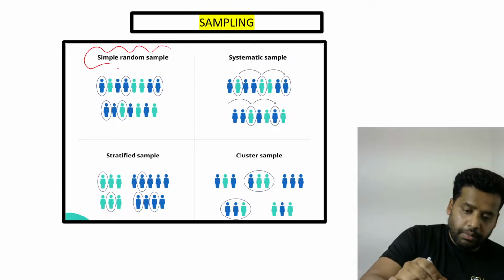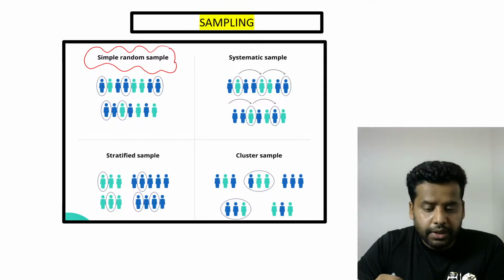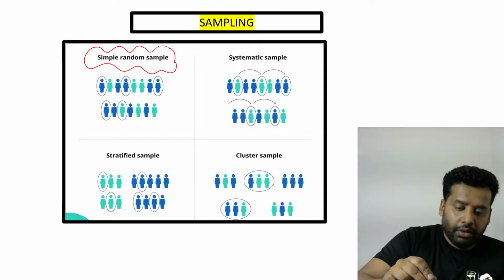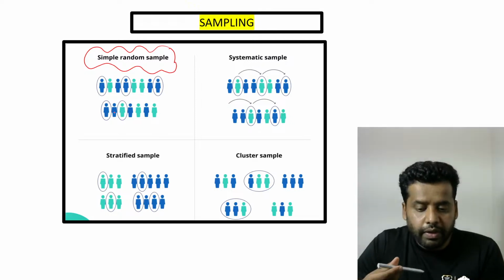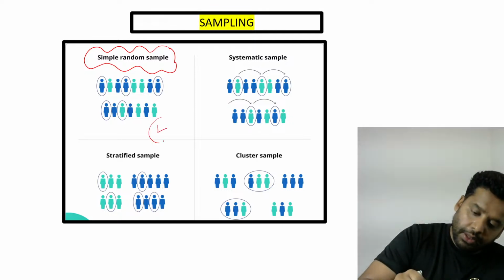Simple random sampling. What you are doing, you are selecting individuals randomly. All are having equal chance. You cannot predict anything. Lottery method.